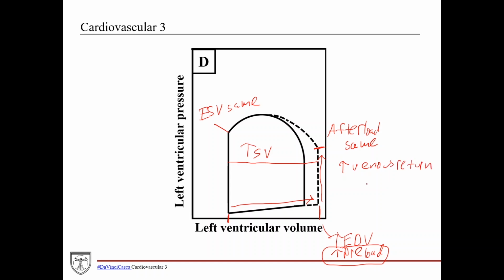And there's a number of things that can cause that. Clinically, one example would be if you gave IV fluids. So if you give them an IV bolus of fluids, one benefit of that is it can increase their preload and increase their stroke volume as a result of that.